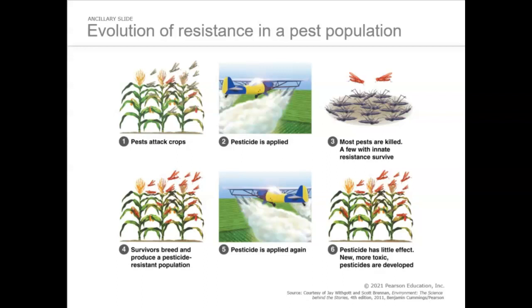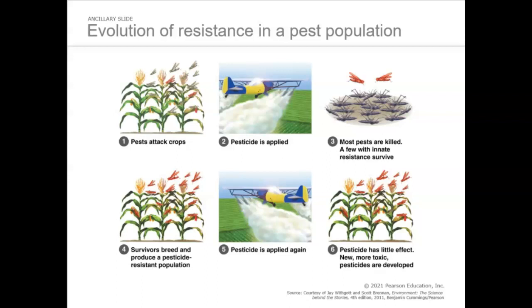So we'll look at how resistance evolves in a pest population where pesticide is actively being applied by an airplane. In this scenario, we're going to start out with some pests that are attacking crops. These ones look kind of like locusts. They're going to attack the crop. A pesticide is going to be applied, and that pesticide is going to kill most of the pests. However, a few pests with innate resistance are going to survive. Those survivors, the red ones, are going to survive and reproduce, and they're going to produce a pesticide-resistant population. So then if you apply the pesticide again, it's going to have little effect because most of the population now has developed resistance to those pesticides.